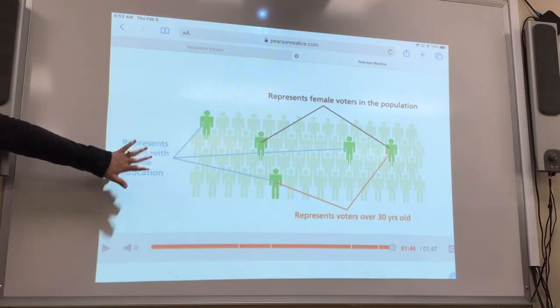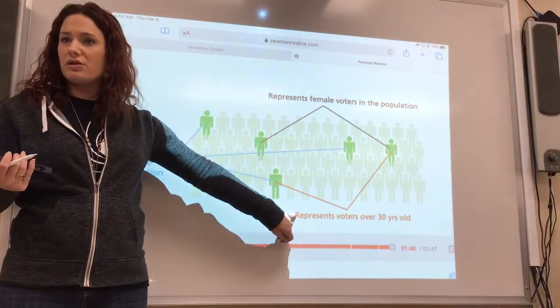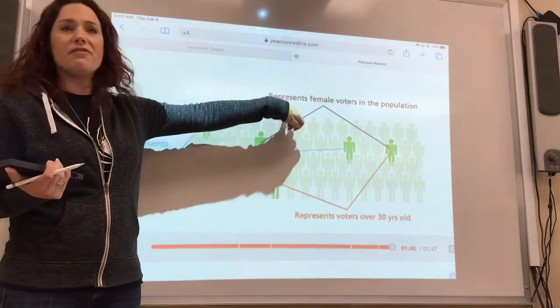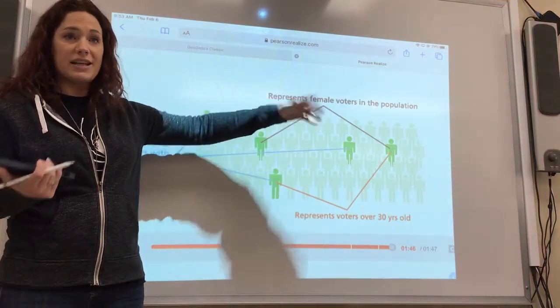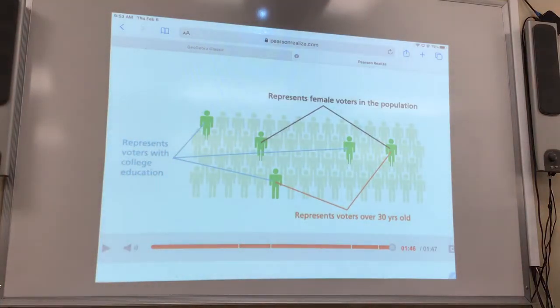So you could ask everybody that has a college degree. You could ask every person that's over 30 years old. You could ask every female in the population. You could ask every male in the population. You could choose them however you want to.